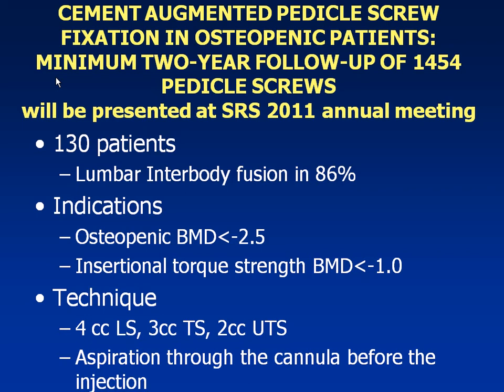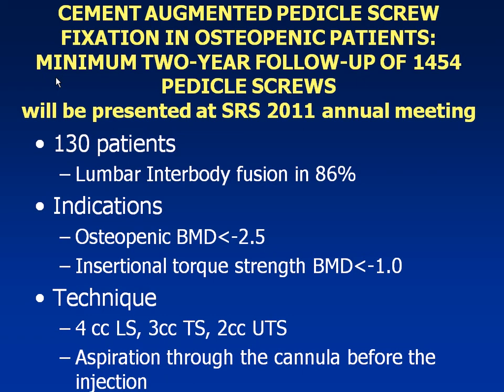And the indications for those patients was those patients who had BMDs minus 2.5, and for the osteopenic patients who were between minus 1 and minus 2.5, we actually decided whether to augment the pedicle screw with cement according to insertional torque strength that I have mentioned before. And in our technique, actually, we prefer to inject at least 4 cc's in the lumbar spine, 3 cc's in the thoracic spine, and 2 cc's in the upper thoracic spine.